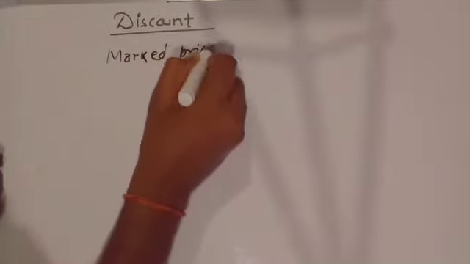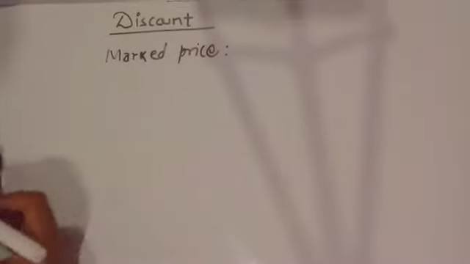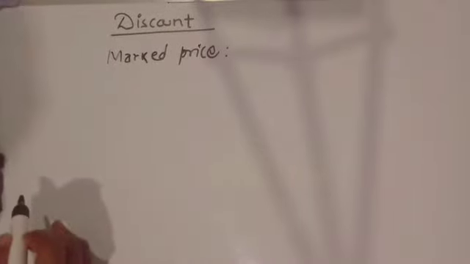This is VS Academy. Today we're going to learn a very important topic from arithmetic. This is discount. To learn this topic you need to know some terms like MP, the marked price. Marked price means the listed price or printed price of an article. This price is fixed by a shopkeeper.